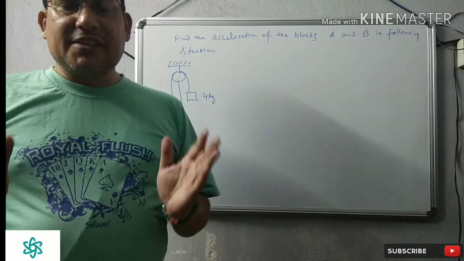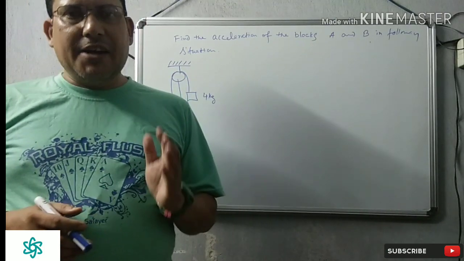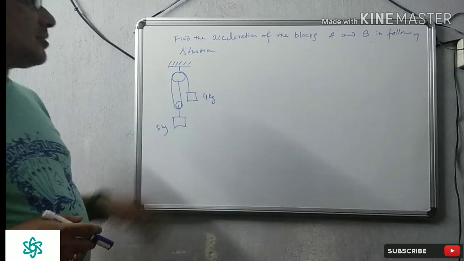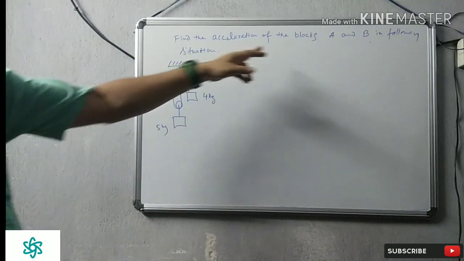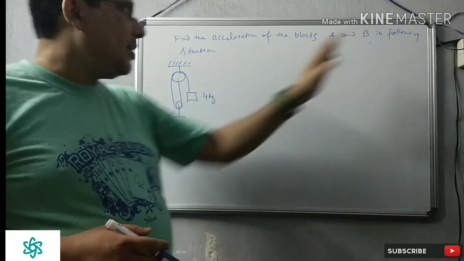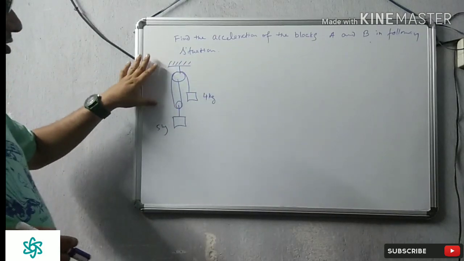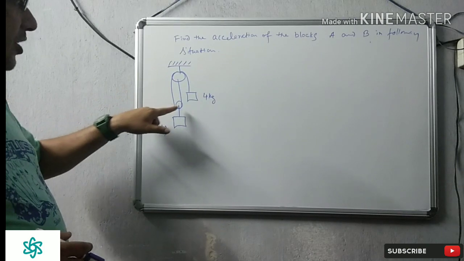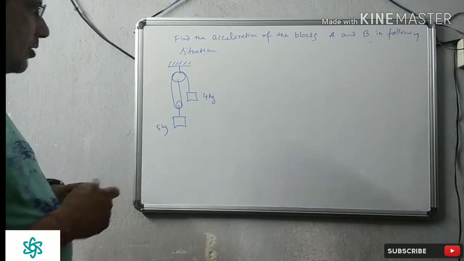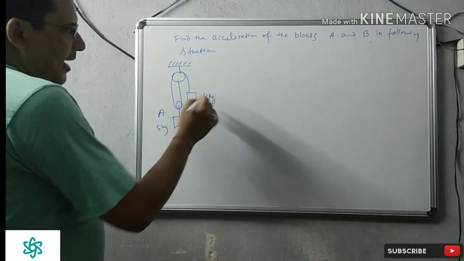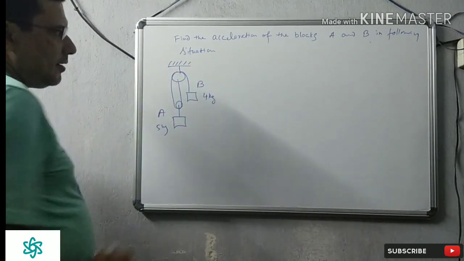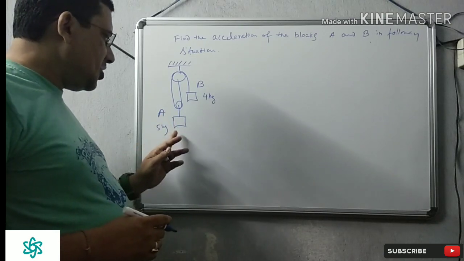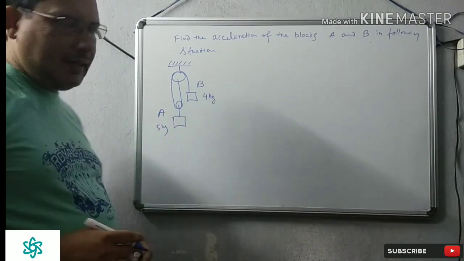Welcome to SM Physics. Here I discuss according to Newton's laws of motion. One problem is written here. Find the acceleration of the blocks A and B in the following situation. The figure is here. This one is the pulley. Another pulley is here. A 5 kg block named A and another 4 kg block named B. Now you have to find out the acceleration of block A and block B.